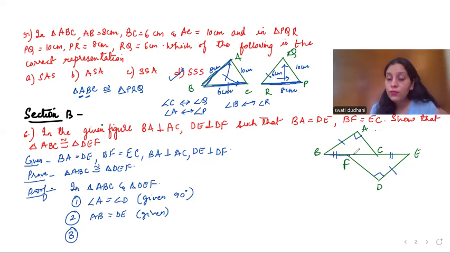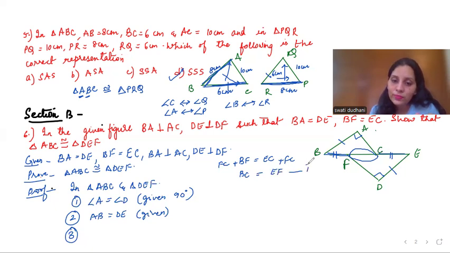BF. But does BF lie in triangle ABC? No. And also EC does not lie in triangle DEF. So this part is missing for both. So since we are given BF is equal to EC, adding equal quantities doesn't harm. So can I add FC on both the sides? I can add FC on both the sides because we are short of FC. So BF plus FC will give us BC and FC plus EC will give us EF. Right? So from this we proved BC is equal to EF.